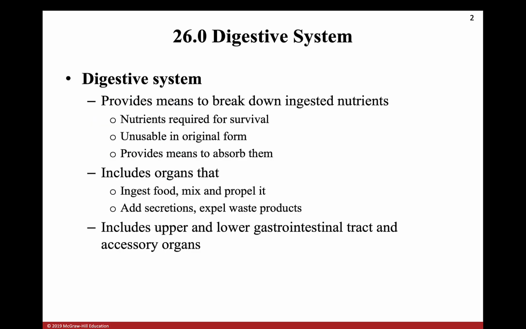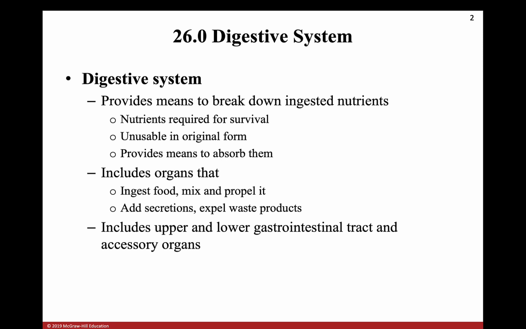When we look at the digestive system, one thing to keep in mind is what its overall role is, and that is to provide a way to break down ingested nutrients. Now, this is necessary for our survival because we need to provide our body with all the building blocks that are necessary to maintain homeostasis. What we ingest is not usable in that form, so it has to be broken down, and also it has to be absorbed. Foodstuff is of no use to us unless it's actually absorbed and our body can actually do something with it.